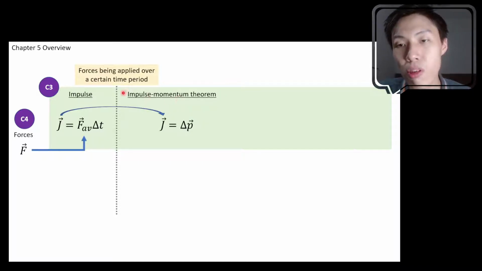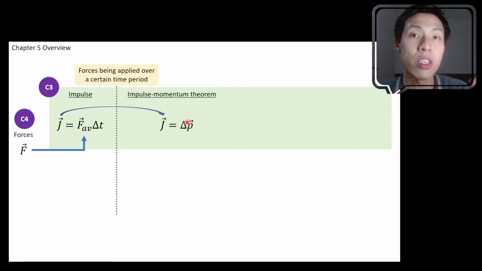From the impulse-momentum theorem, we know that if we are able to calculate impulse, we will know the change of momentum that happened to the object over that time period. So let's say you determine the impulse acting on an object over a time interval of 0.5 seconds, and it's 5 Newton second. Then you know the change of momentum that happens to the object over the course of 0.5 seconds will be 5 Newton second. So that's the impulse-momentum theorem.